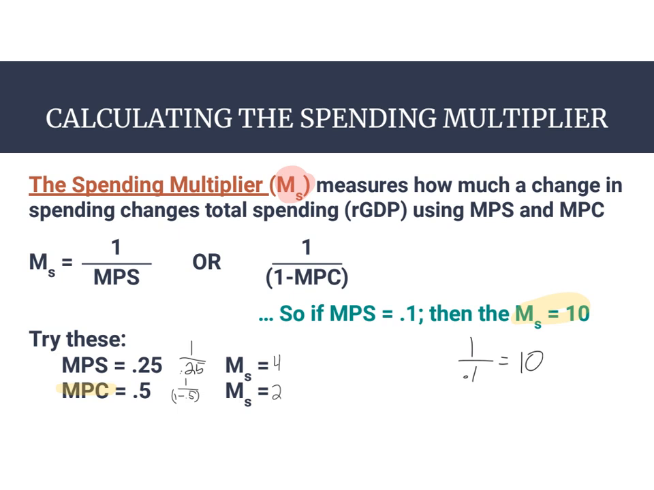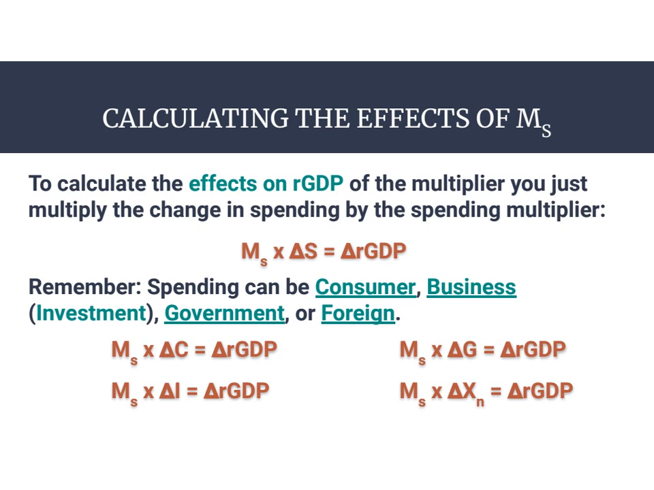Okay, so what does this mean? Let's take a look. When you calculate the spending multiplier, this is going to be your tool to find out the overall impact of a change in spending on the total spending, or real GDP. So we have this formula here that's going to be very useful moving forward. It helps us calculate the overall effects on real GDP from a change in spending using the spending multiplier. The formula is just the spending multiplier times the change in spending, and that's going to give you the change in real GDP, or the change in total spending.